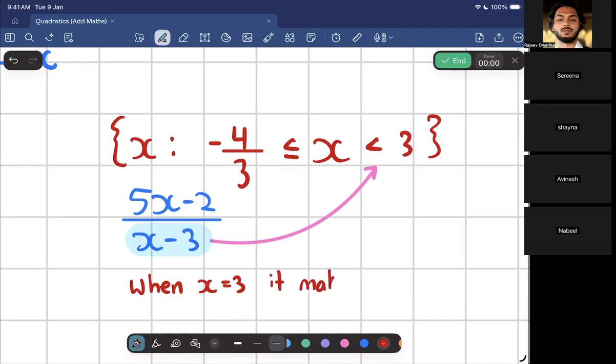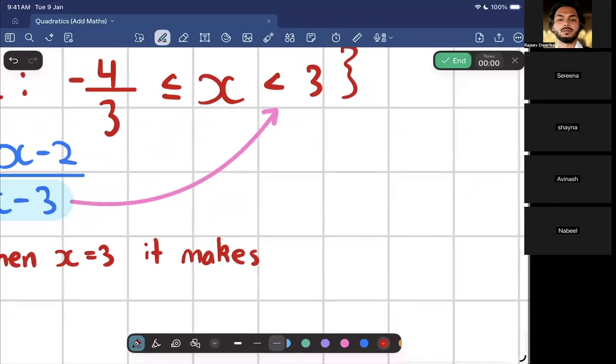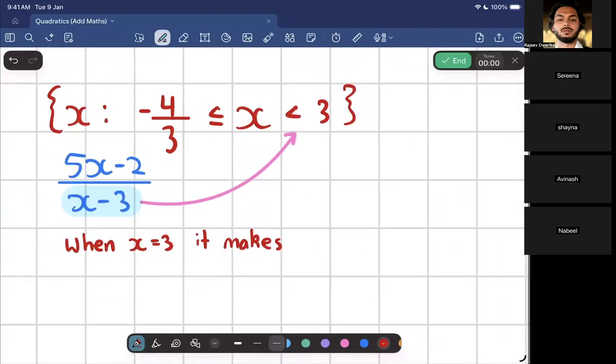Avinash, I notice you're still having some trouble. So maybe I could give you extra questions for homework. But I think you could definitely figure it out. You just need to practice more. Yes, sir. Now I realize that if you have more, you have to square it also. Yeah, I think I could figure it out now. So when x is equal to 3, it makes the function undefined.